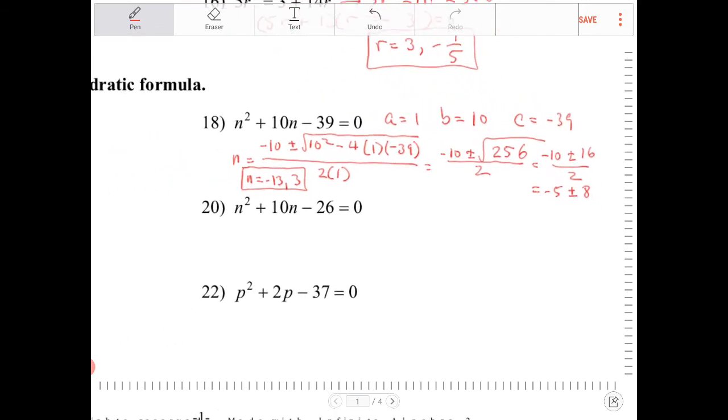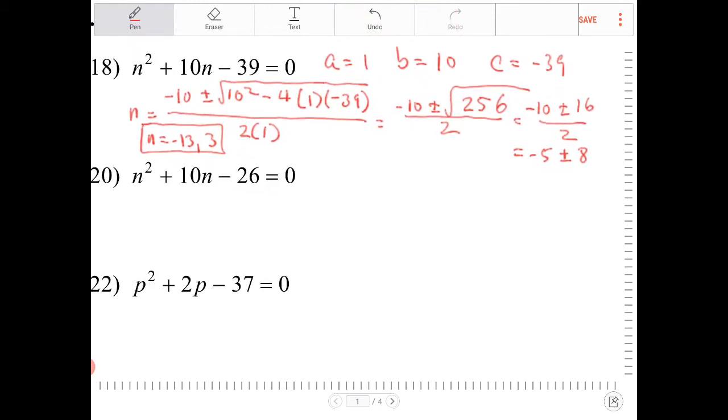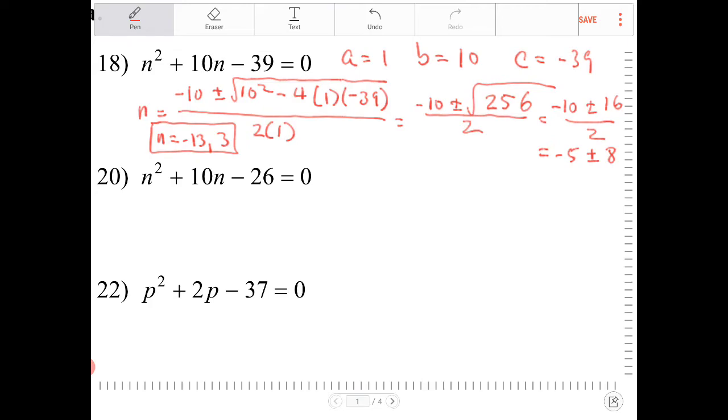All right, moving on. So next one here, I have n squared plus 10n minus 26. Again, we need to be able to identify what is a, b, and c. In this case I have a is equal to 1, b is equal to 10, and c is equal to negative 26. So again, n will equal negative 10 plus or minus square root of 10 squared minus 4 times 1 times negative 26, all divided by 2 times 1.